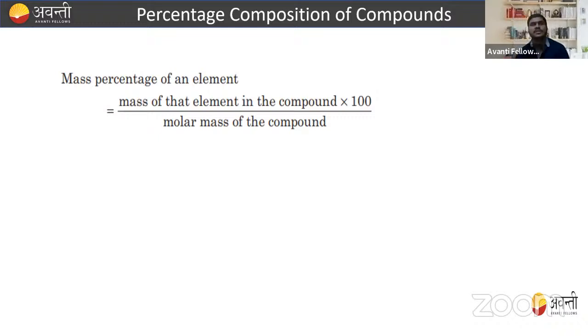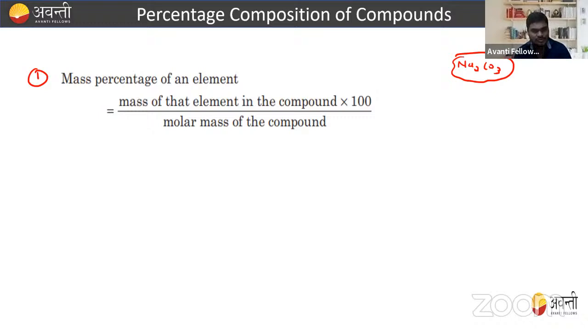If you have to calculate percentage composition, for example, someone says here in Na2CO3, just calculate the percentage composition of sodium, or carbon, or oxygen, then how will you calculate? We can calculate by using a simple formula. The mass percentage of an element is equal to the mass of that element in the compound divided by the molar mass of the compound, into 100. So this is how we can calculate the mass percentage of an element.